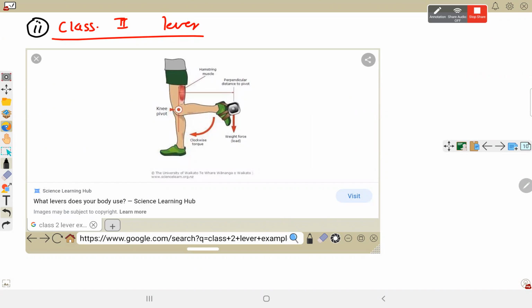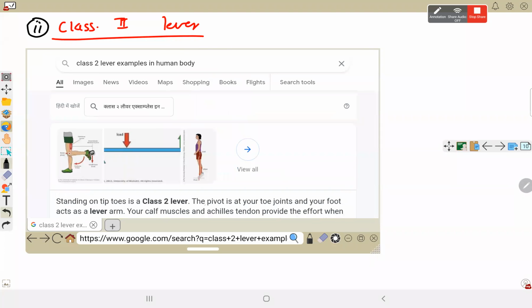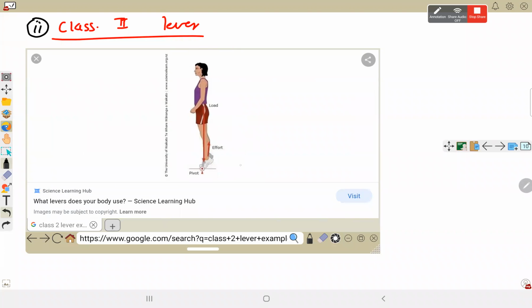Right. Is it class 2 lever? No, this is not class 2 lever. This is class 1 lever, I think. This is class 2 lever. Correct.